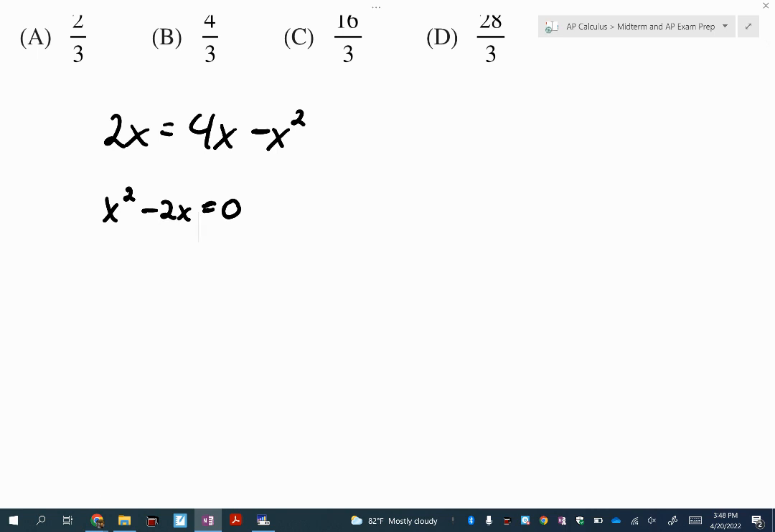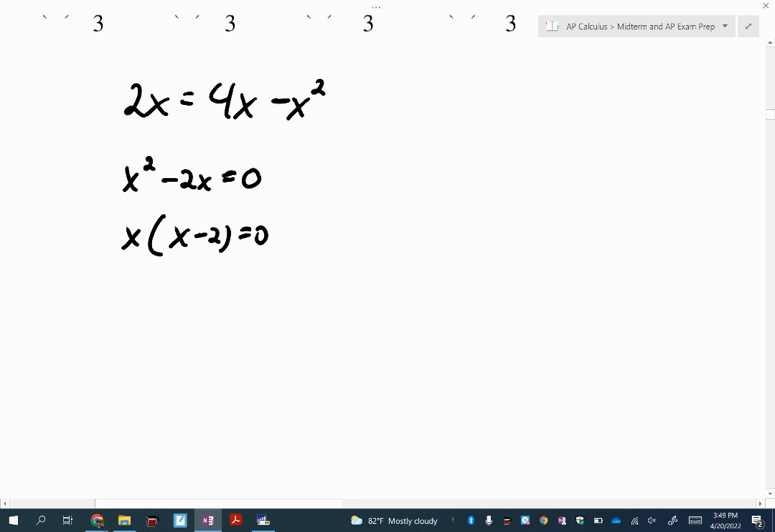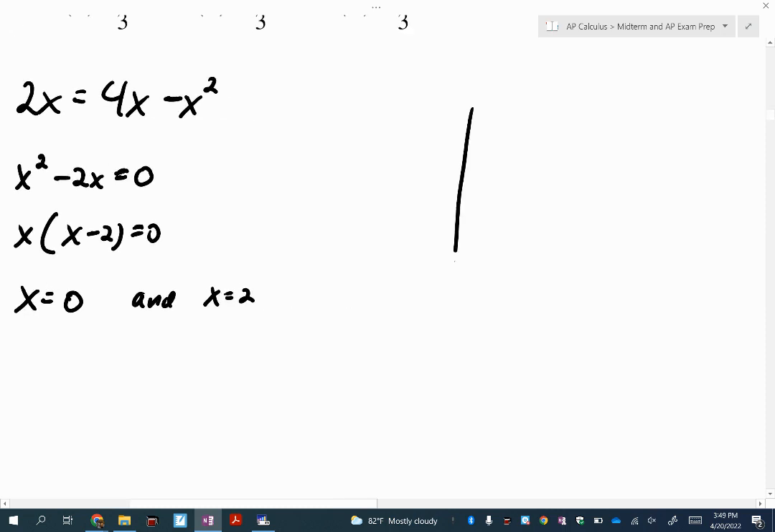So I move the x squared over to make it positive, move the 4x over with subtraction. Let's factor. What can I factor out? X. X minus 2. Nice. So where are these functions going to be intersecting each other? At 0 and 2. Then I did a quick little sketch.